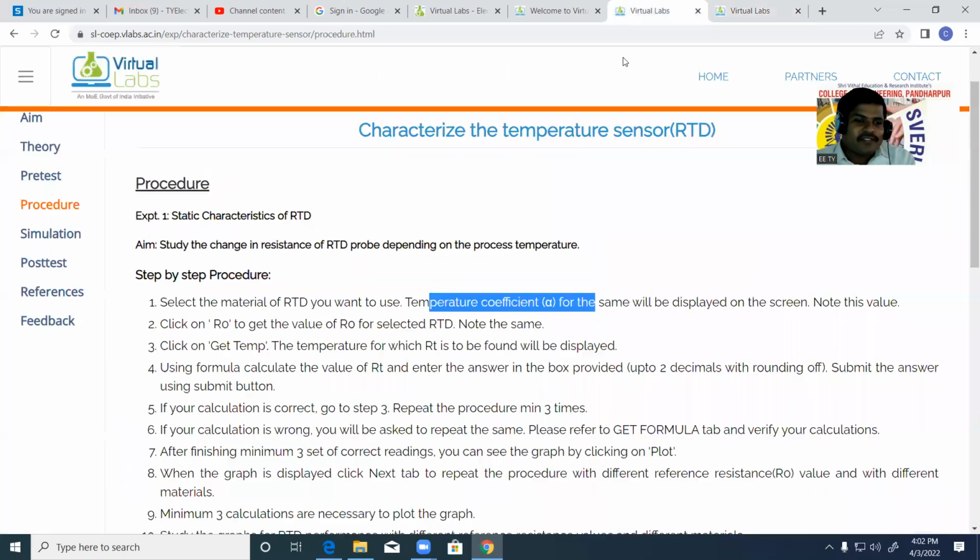Now we want to select the resistance. So this is the first step: select the material of the RTD you want to use.